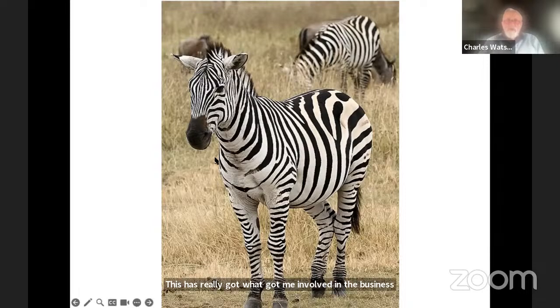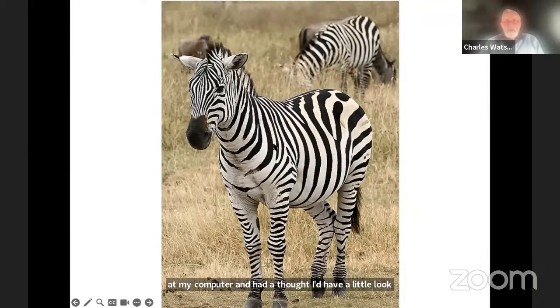Okay, so this is really what got me involved in the business of looking at brainmuseum.org. I was sitting around about 8 years ago, my wife was watching television on a Saturday night, and to entertain myself, I got out my computer and thought I'd have a little look at Brain Museum, and I saw they had a zebra brain.